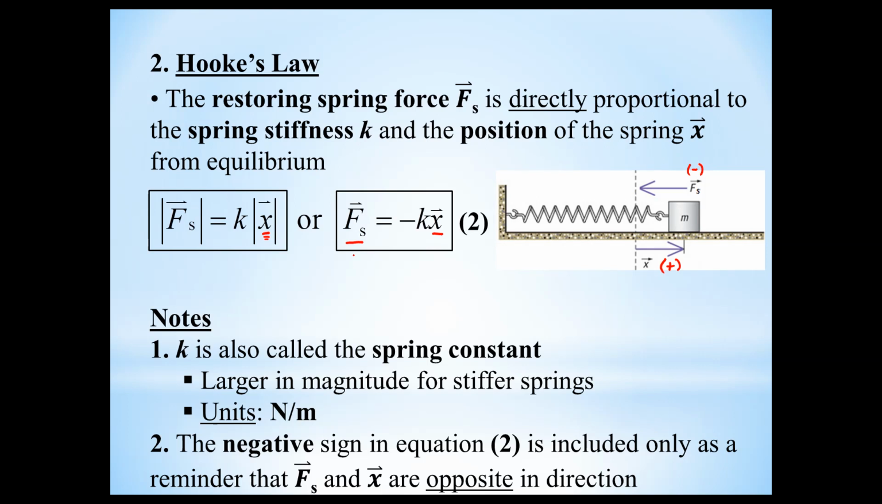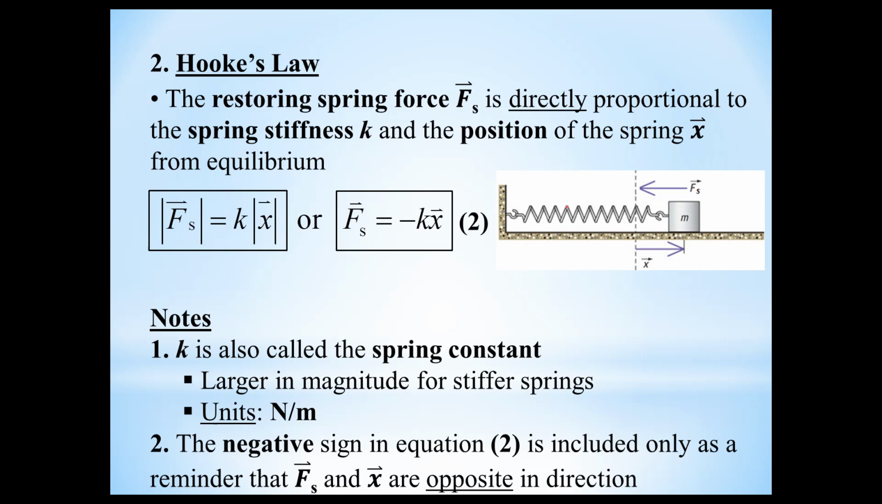If you look at the actual sign convention in the equation, so let's say we plugged in all the different signs. We have negative. K is always a positive number. And if we plugged in an X value that is positive, a negative times a positive would give me a negative value. Therefore, if my displacement is towards the right, this equation ensures that my direction for my restoring force is going to be opposite, towards the left.